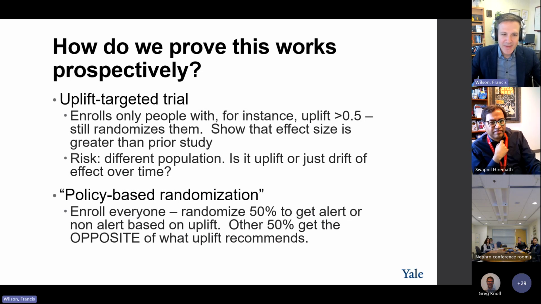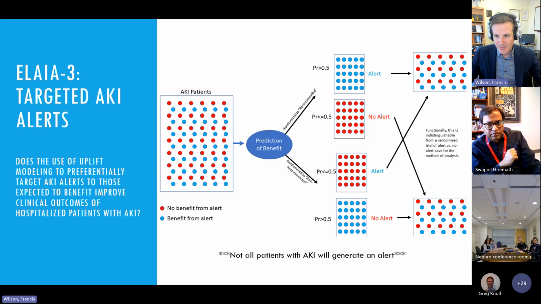We decided to go with something called policy-based randomization. So everyone gets enrolled. 50% get randomized to do what the algorithm says, and 50% get randomized to do the opposite of what the algorithm says. So this is policy-based. We're not randomizing to alert versus control. We're randomizing to follow the computer versus do the opposite of the computer.